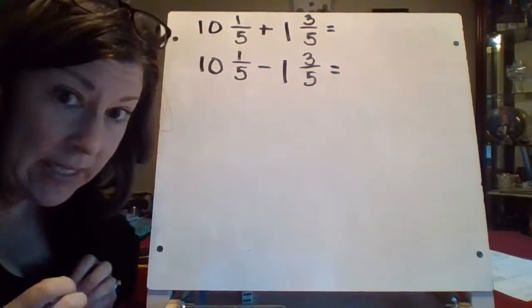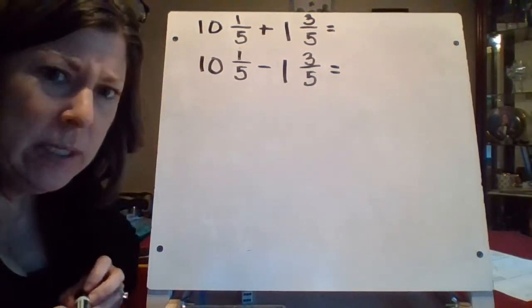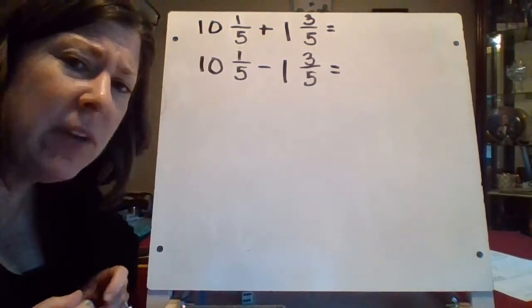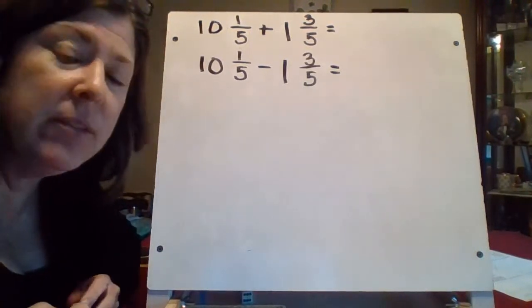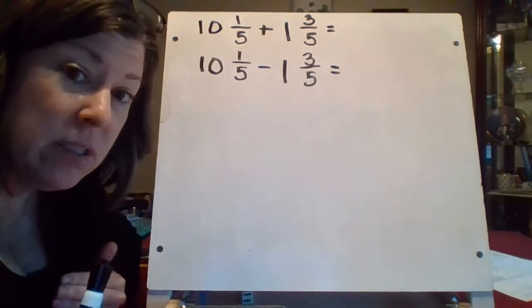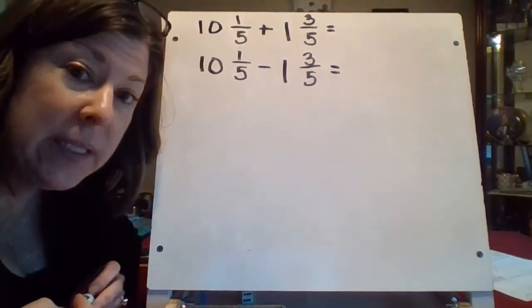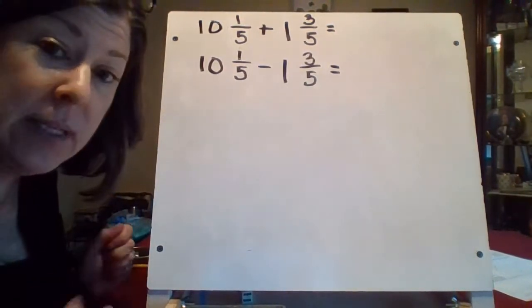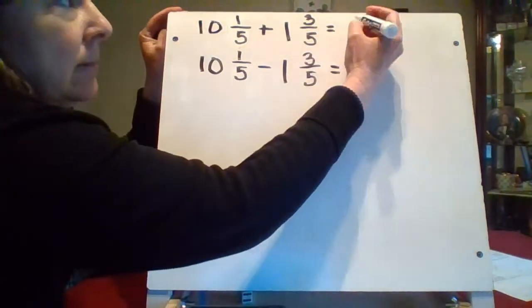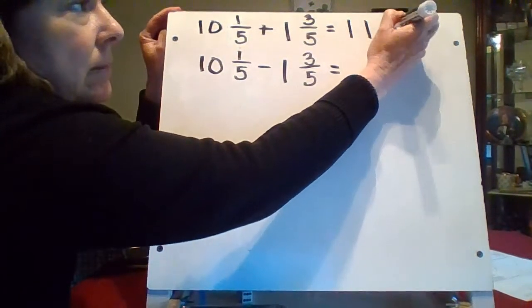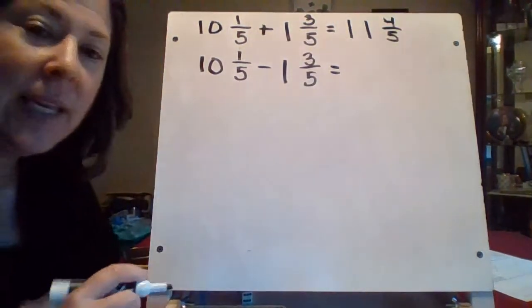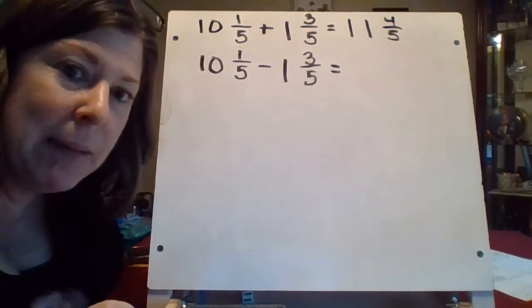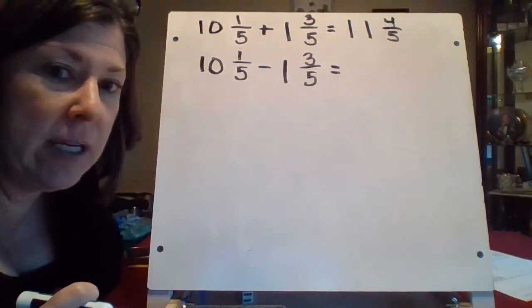So now here we are at our second strategy. I just want to jump back a little bit to something we've done: adding mixed numbers. If I have 10 and 1/5 plus 1 and 3/5, my units are the same, fifths and fifths. So I simply add the ones and I add the fractions. So I end up with an answer of 11 and 4/5.